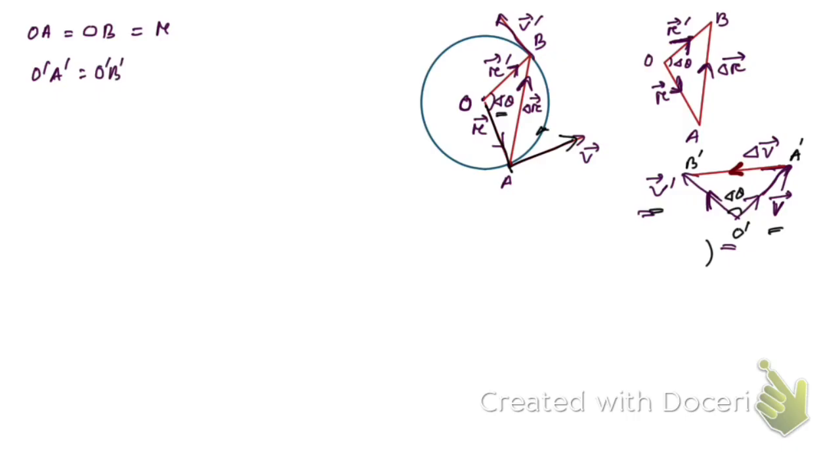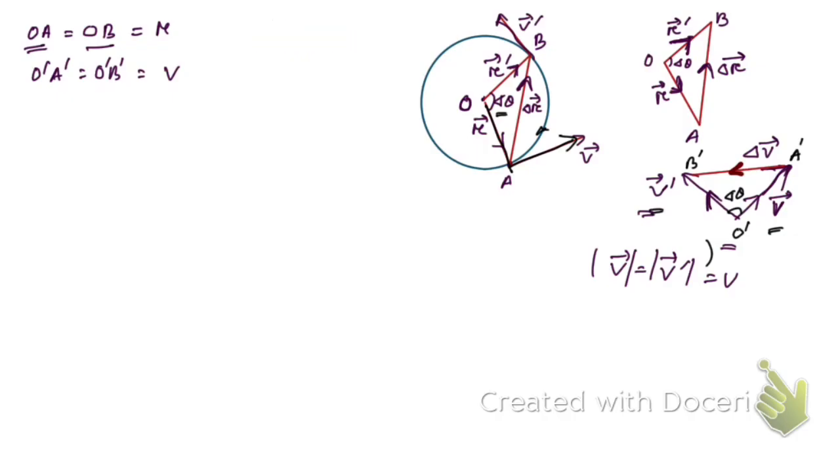Since the magnitudes of V and V dash are equal, though V and V dash are two different vectors, their magnitudes are equal, that is V, I have already mentioned. Similarly, OA and OB represent two different vectors R and R dash, but their magnitudes are the same, that is equal to R. So we can write this way, right? Hope you have understood this.